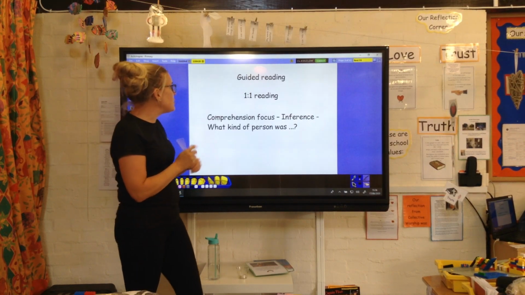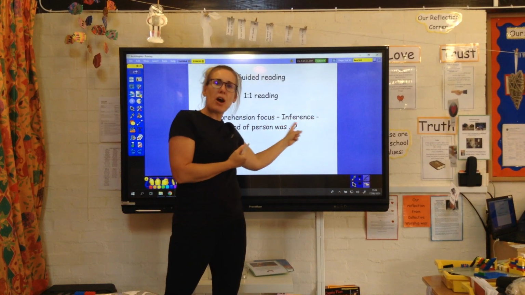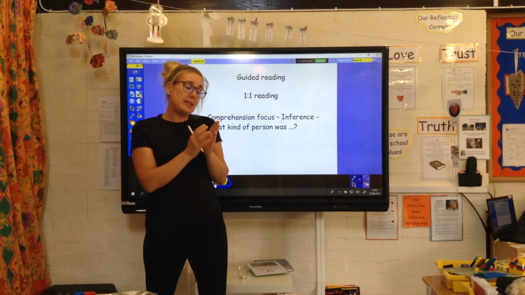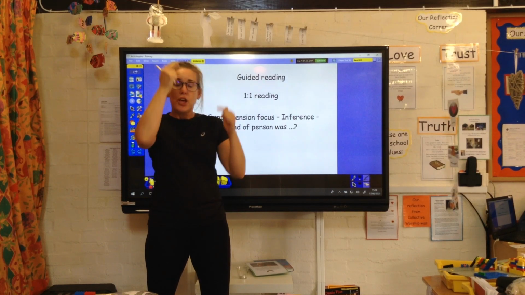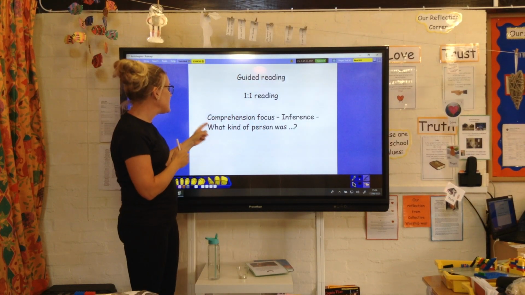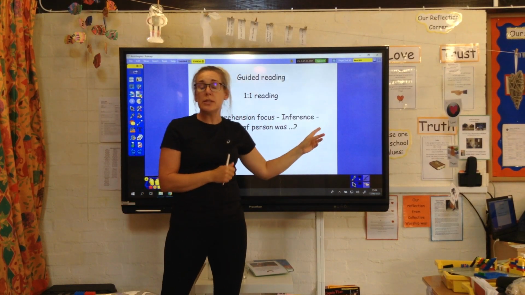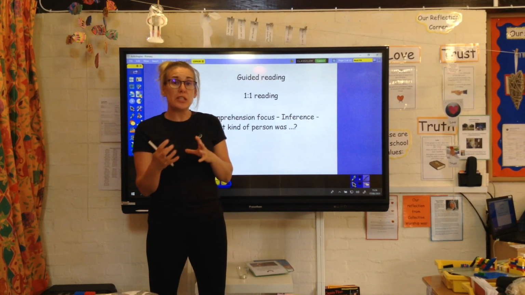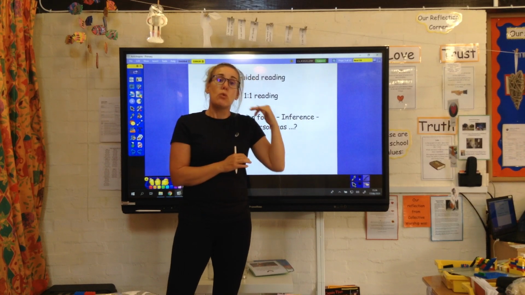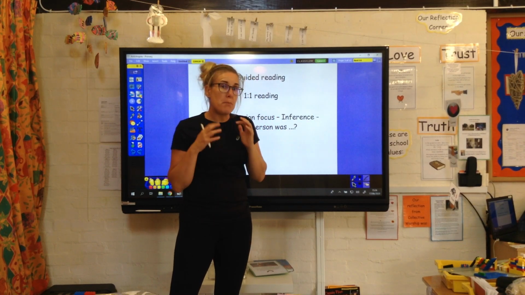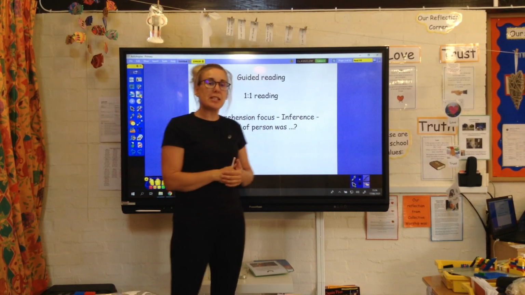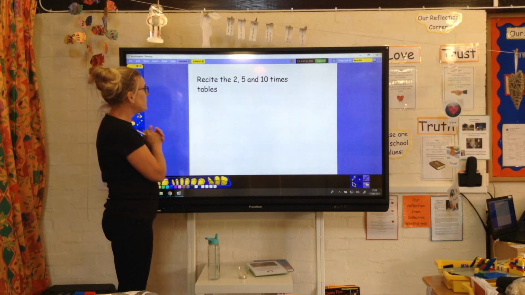So guided reading, so do some one-to-one reading. We're thinking about our inference skills today. Now inference is a little bit tricky because that's not necessarily something that's written directly. You have to maybe use your head to think about the answer they're looking for. So it says, what kind of person was? So read a non-fiction text, read a story, and think about a person, or a character, sorry, and what they were like based on what you read about them. And it might not explain that in words. You might have to think about some of the things they've done and what they were doing.